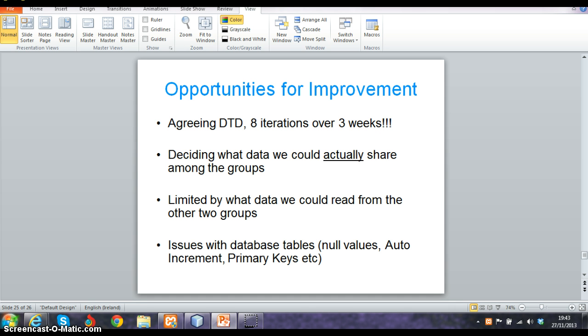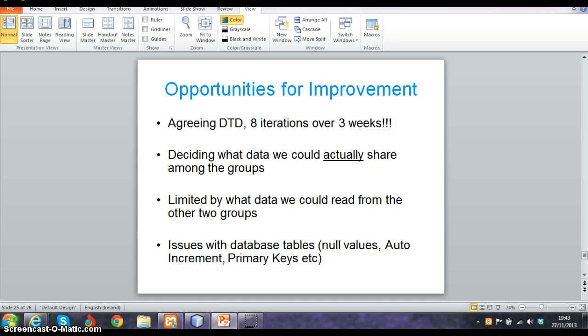So initially in our first meeting we thought we could share a lot of data together amongst the groups, but as it transpires the data that we could exchange was quite limited. We did manage to share 3 of our tables, and we did manage to take in 3 tables from another group. However, there was only 1 element in one of the 3 tables from another group that we could take into ours. We were limited by what data we could read from the other groups, so again that's the 1 element from a particular table that I think the other group sent.